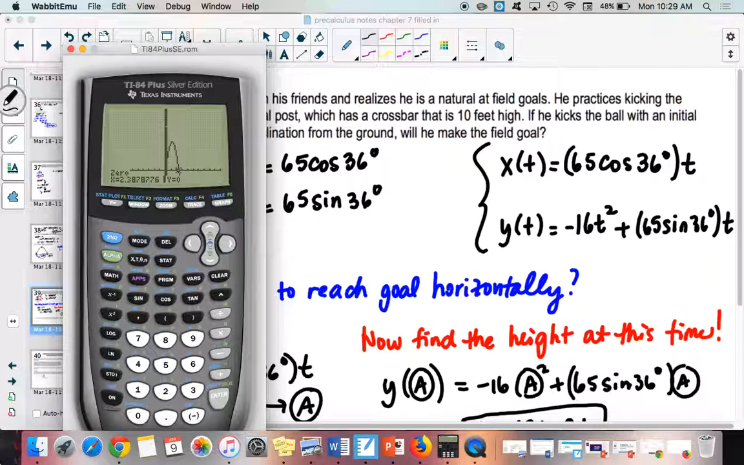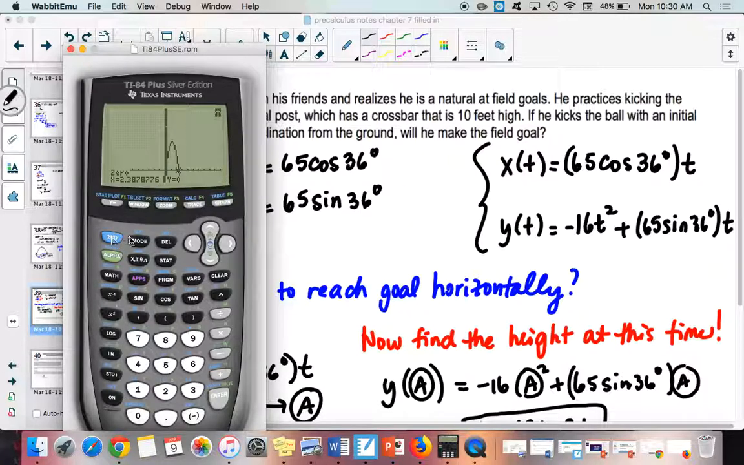What if I wanted to find how far horizontally it went after 2.387 seconds? What could I do? How far horizontally it's gone. This is the y function, right? This is finding our time, t. How do I find x? Yeah, I plug it back into this x of t equation.